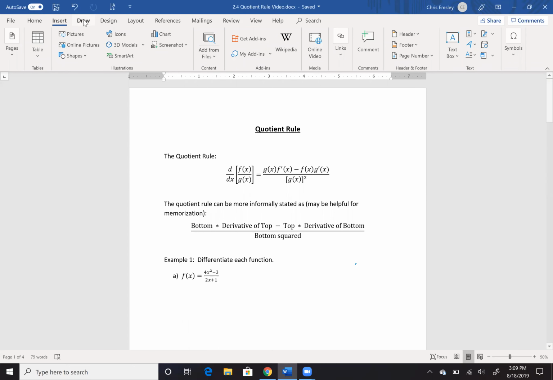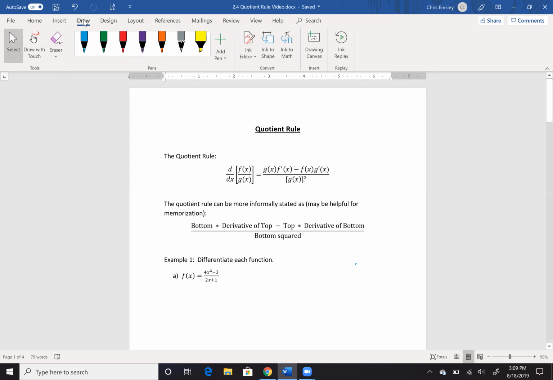Okay, in this video, we're going to take a look at the quotient rule for differentiation, which is kind of similar to the product rule. This time, the thing we want to take the derivative of, surprisingly, is a quotient. So we've got a function on the top in the numerator and a function on the bottom in the denominator. And then here you see we have the formula.